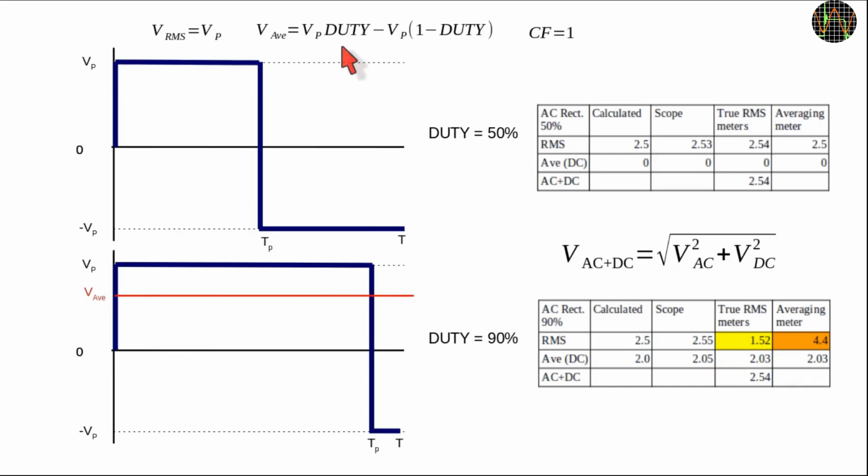So deviating from a 50% duty cycle, we introduce a DC offset, and as the RMS, the geometrical sum of AC and DC components, remains constant, this means the AC component must reduce in value to compensate for the increasing DC. Since my True RMS meters only show the AC components, it appears as if the RMS value is dropping when the duty cycle changes.